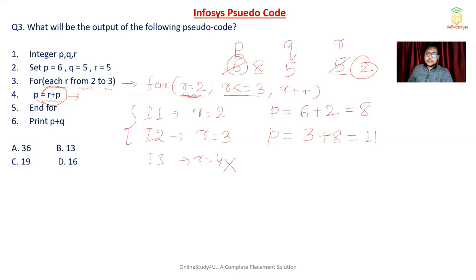So this is 11. Well, after this, we come out of this loop, and then we have to print the value of P plus Q. What is the value of P? The value of P is 11. And what is the value of Q? It is 5. So 11 plus 5, it is 16. So my answer is D. So now let's move on to the next question.